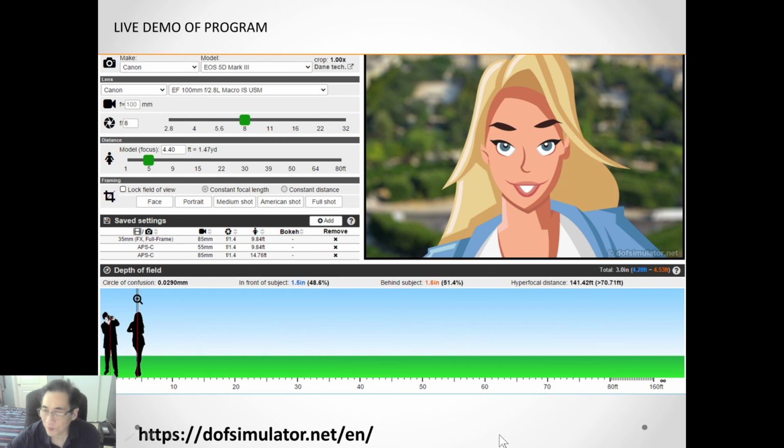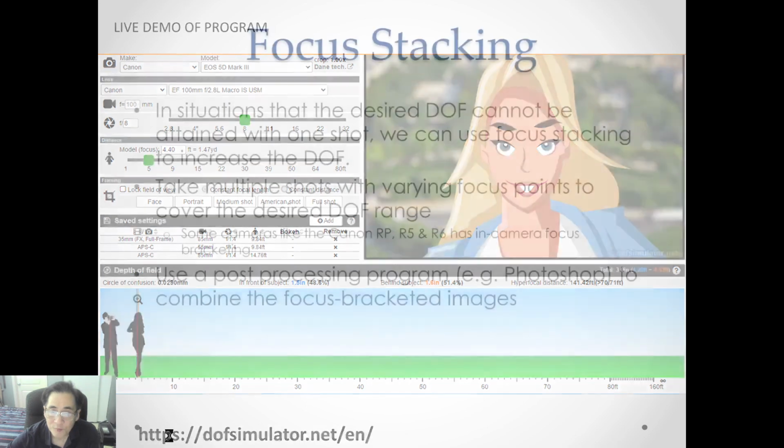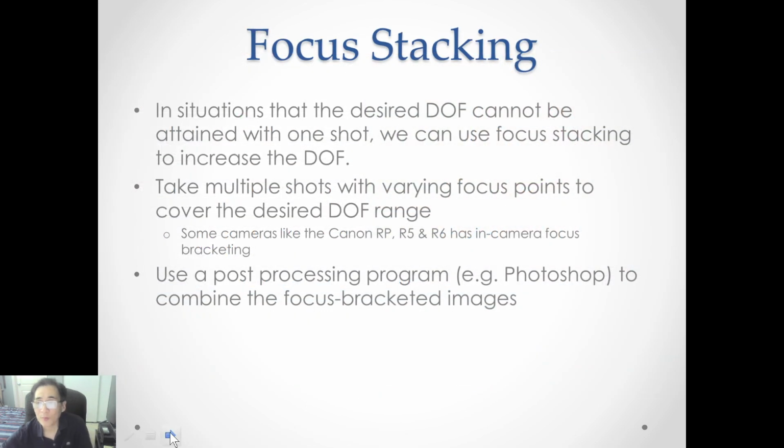Okay, so I highly recommend that you play with these, so you can tell ahead of time what it is that you need. Now what if you already play with all of it, but you just simply cannot get the whole picture in focus, no matter what you try?